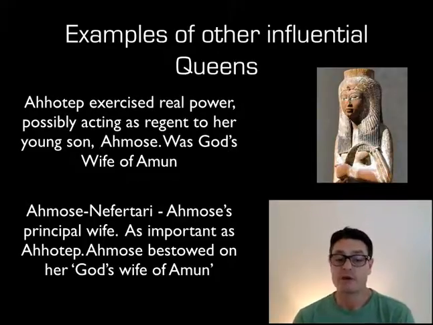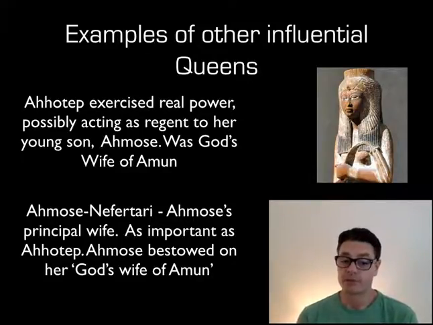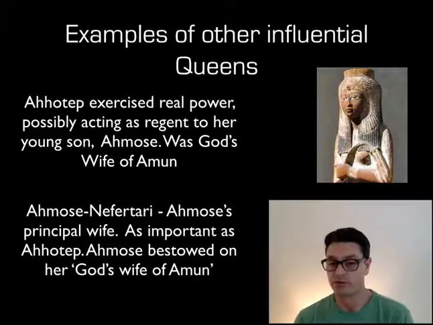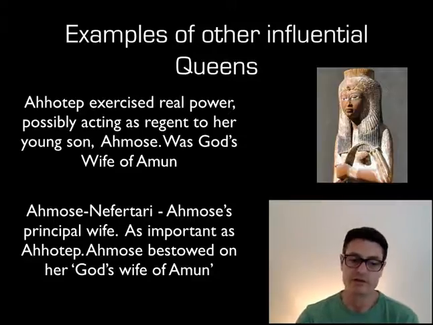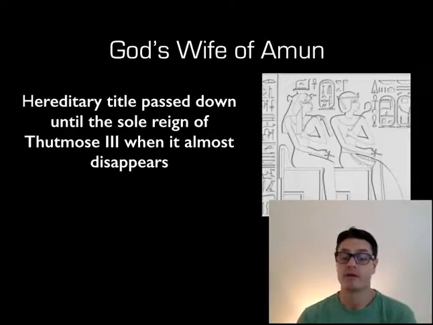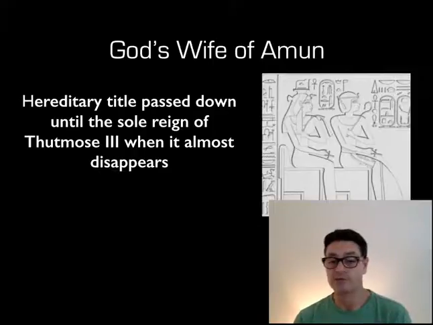We also have Ahmose Nefertari, who was Ahmose's principal wife, so a generation later. She was probably as important as Ahhotep, and we know that Ahmose bestowed upon her that title of God's Wife of Amun as well, which we also know Hatshepsut had. So these early queens also had that same title. Moving on to that title, God's Wife of Amun, it's a hereditary title, and it was passed down all the way through to Hatshepsut.